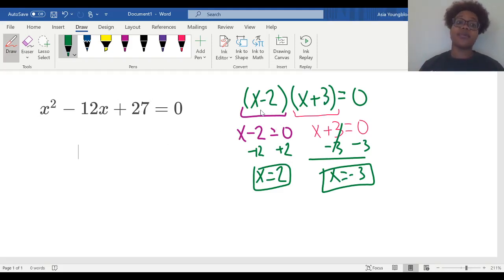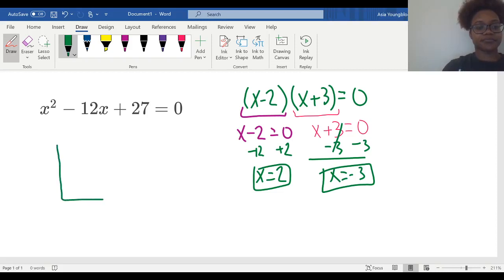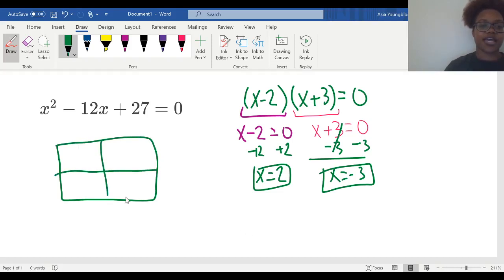And the way we do that is by using our box method. So we're going to use the box method to factor this expression and get it to look like this. Let's go ahead and draw our boxes. So we have our box. When we're filling them in, we know the x squared goes in the upper left box. The 27 goes in the bottom right. And we have to break up this negative 12x between these two boxes.